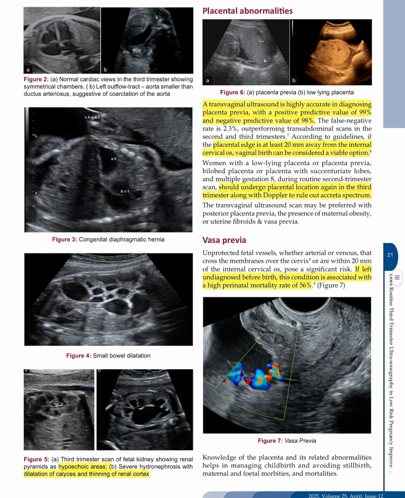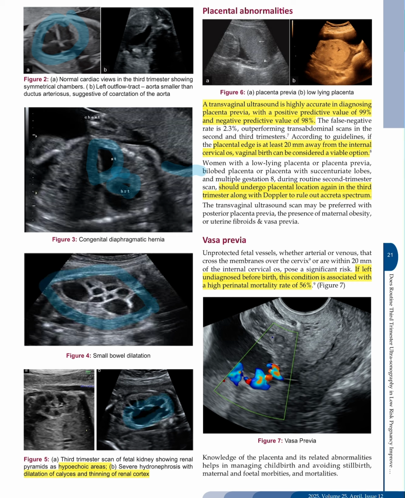If you see this image, you can see the cardiac views of the third trimester, and you can see the left outflow tract, the aorta, smaller than the ductus venosus. Okay, so this is congenital diaphragmatic hernia. If you see, this is the baby's head, and this is the heart, and there is some gas filled on the right side, just like congenital diaphragmatic hernia. And you have small bowel dilatation in this, and here you can see the kidney with a dilated pelvicalyceal system.